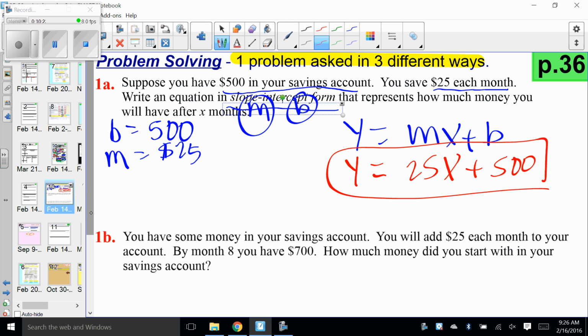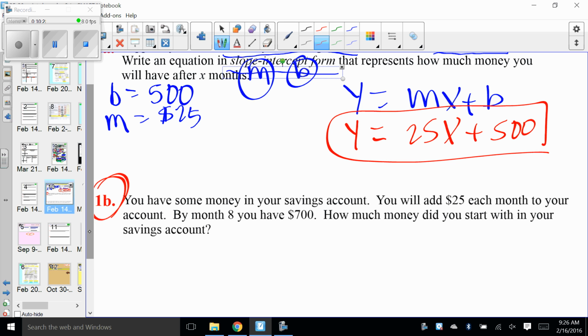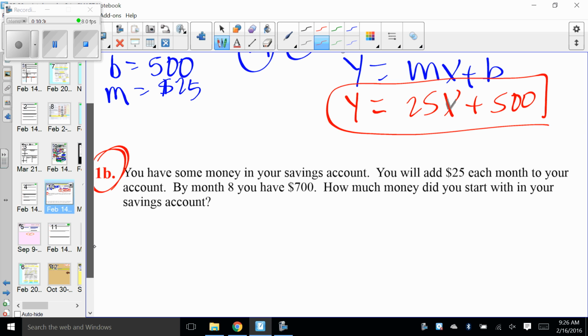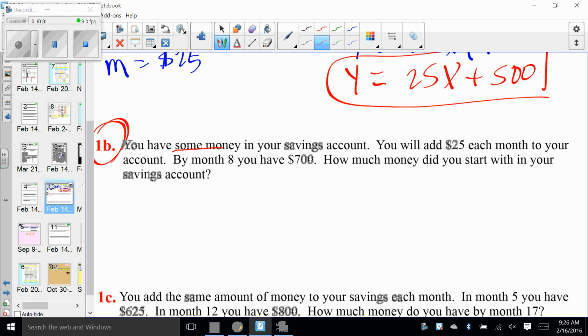So we're going to take the exact same problem in part B with different information given. So it's talking about the same problem that we had up above. It says you have some money in your savings account. We know what it is from part A, but we can't use part A to do part B. So how much do we have at the beginning? You add $25 each month. That sounds like a slope. By month 8, you have $700.